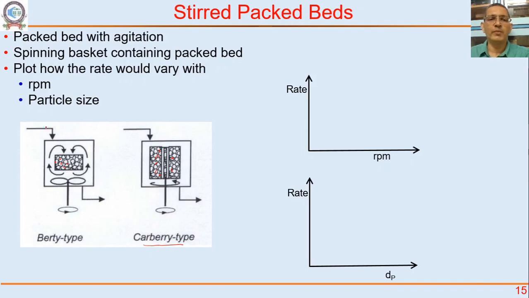So if you are talking about a Berty reactor, plot rate versus RPM. How will it look like? At small RPM, we are external mass transfer limited. So rate increases with RPM. And beyond a certain RPM, we will not be limited by external mass transfer. Right? So in this regime, not limited by external mass transfer.